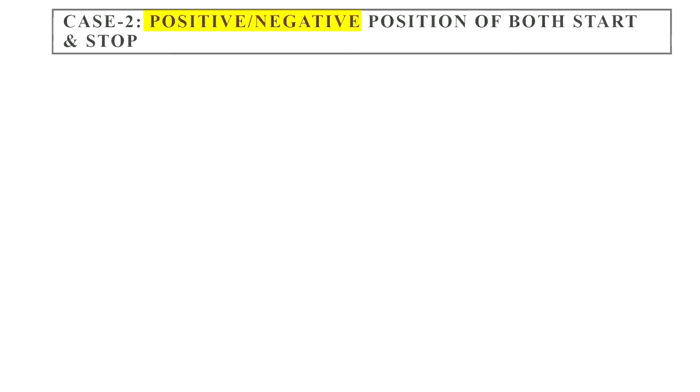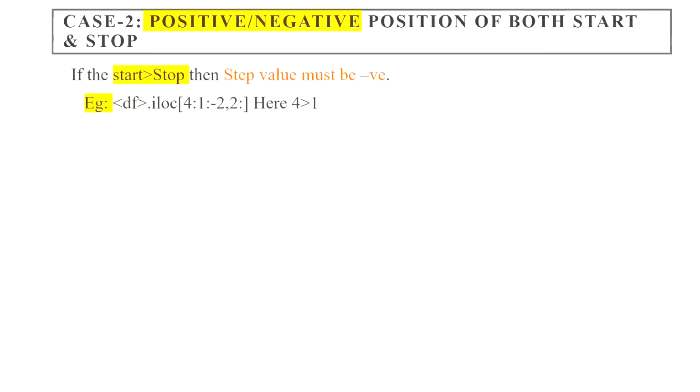Next one, you see both positive or negative position of both start and stop. Another case. Okay. Now here start position is larger than stop. Start is larger than stop. Then our step value must be negative. Let's see one example. Here you see 4 to 1.